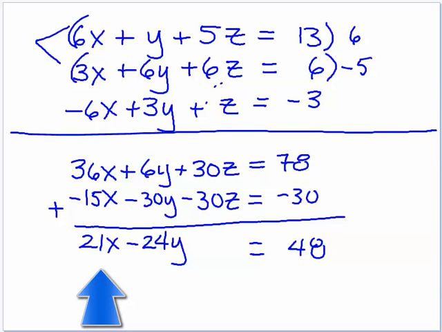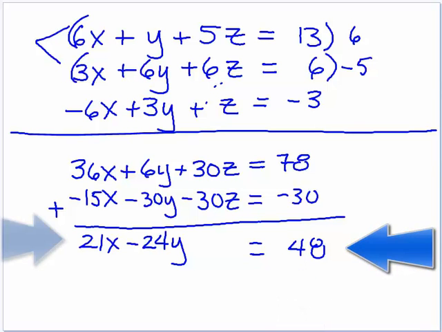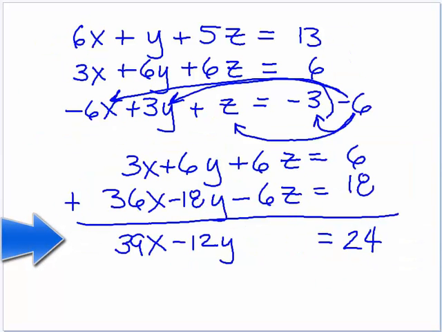36 minus 15 is 21x. 6 minus 30, well, 30 minus 6 is 24, and it's a negative. Here's where they cancel out. 30z minus 30z is 0. And then 78 minus 30 is 48. So now we have a second equation, right? We have 21x minus 24y is equal to 48. And the other one we had from here, 39x minus 12y is equal to 24. So those are the two equations we have.